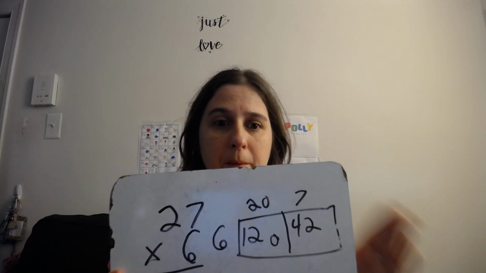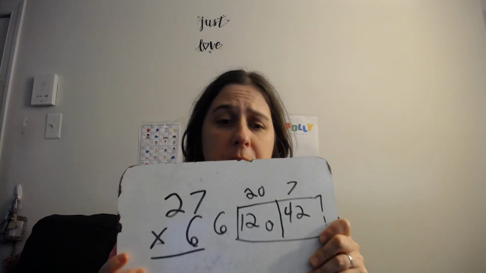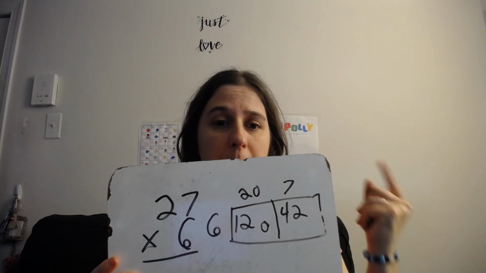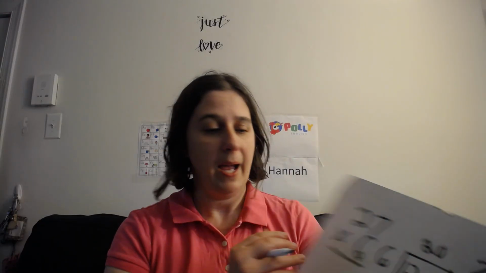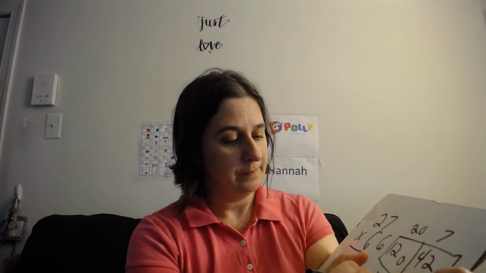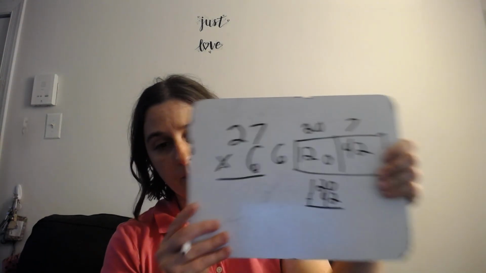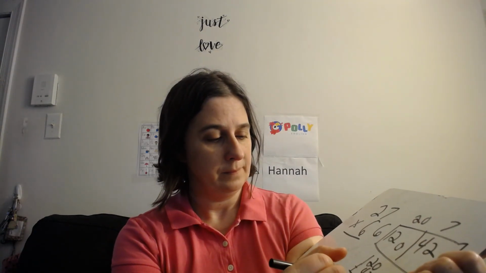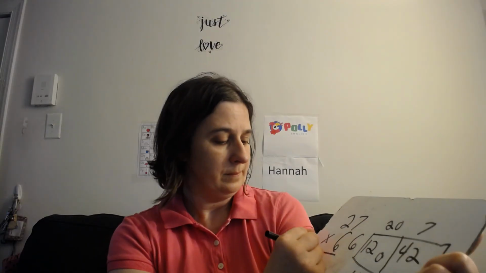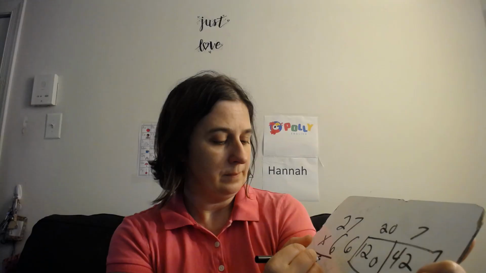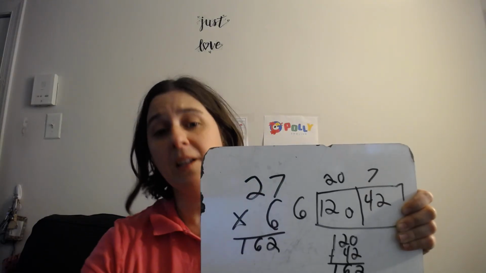So again, this is a really good method for students who struggle a little bit with their facts because they don't have to think what's 6 times 20. You just tell them there's a 0 there, you put a 0, and they just think 6 times 2. Now we add. See, not so bad. Let's do another one.